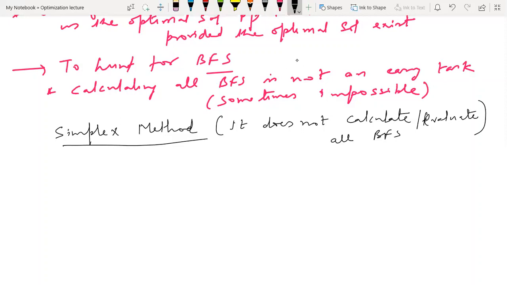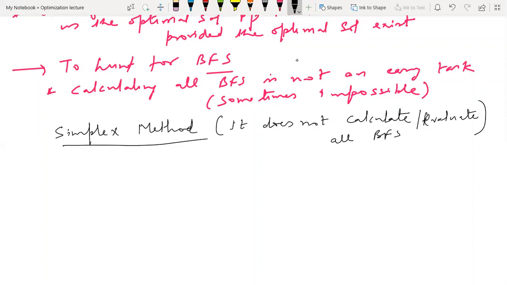What this algorithm says is that you start with one of the basic feasible solutions, and you look for the adjacent basic feasible solution in such a way that your objective function value improves. You move towards that basic feasible solution in which you have a higher value of the objective function, and you keep on doing this until no more improvement is possible, and we declare that basic feasible solution optimal.